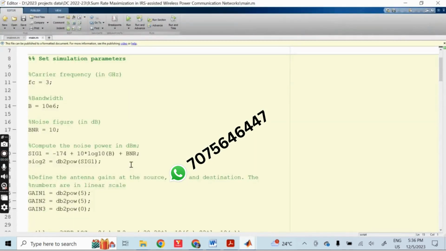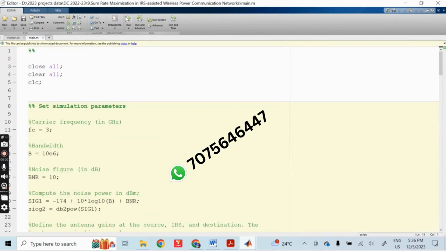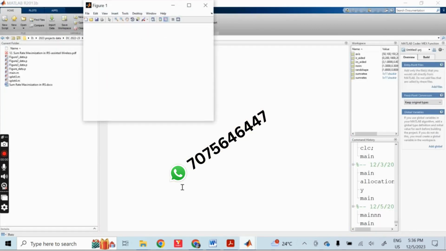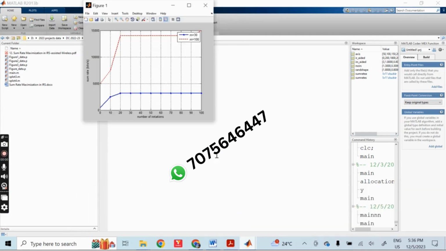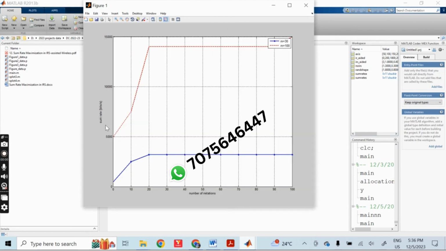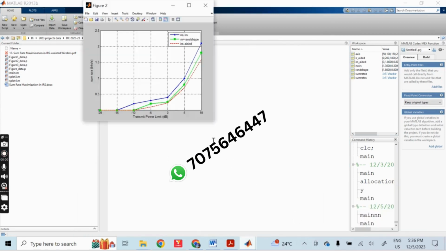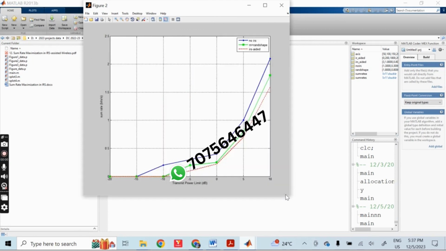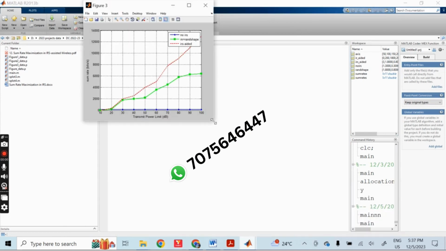This is the output. This is the graphical code; run the particular output and open the command window. This is the first graph. It shows the number of iterations on the X label and the sum rate on the Y axis. This is the throughput. The second graph is similar: transmit power limit and sum rate analysis with the different algorithms. The origin is also available.